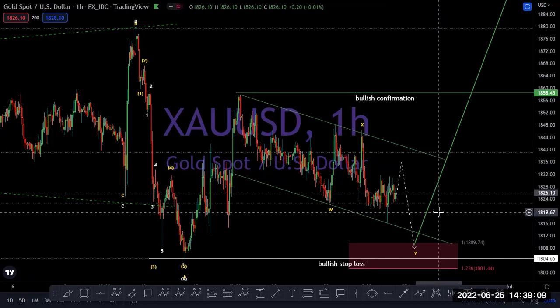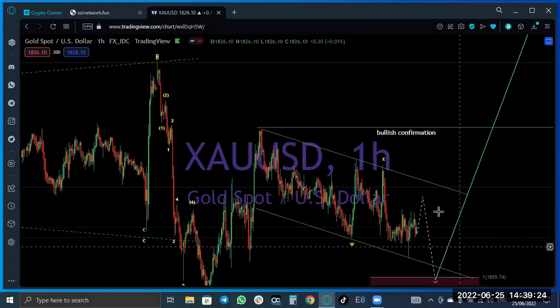Don't be in a haste to buy. I don't have to sell gold. I have no reason to sell gold. If you have a reason to sell gold, you can sell. But me, I have no reason to sell gold. So I'm looking for a buy setup on gold.